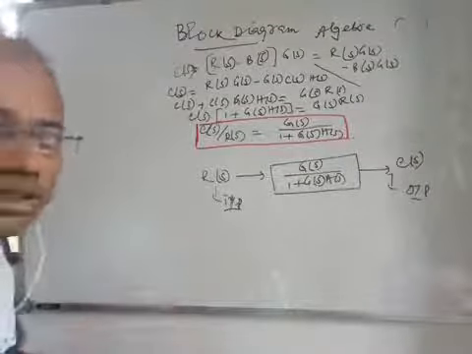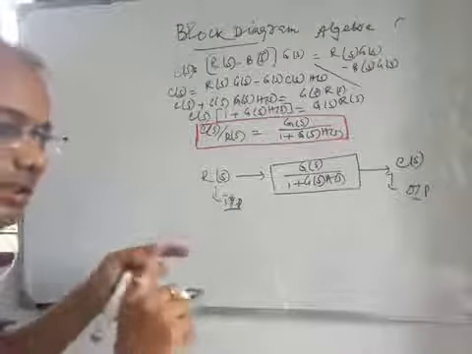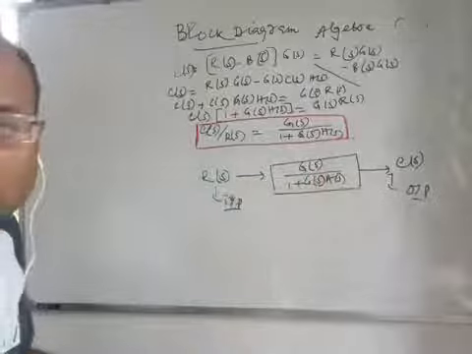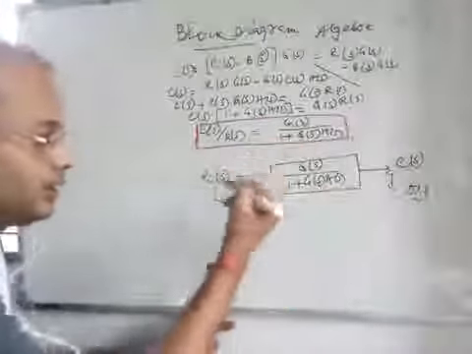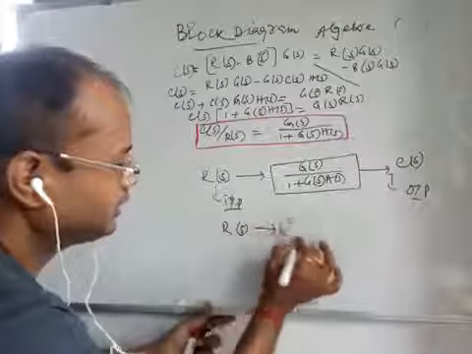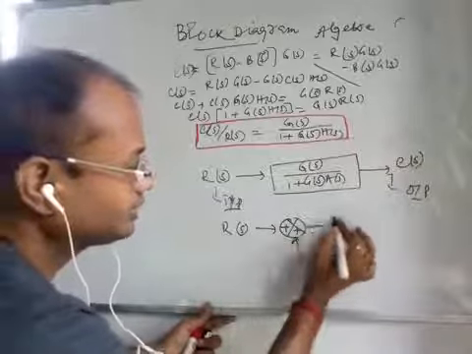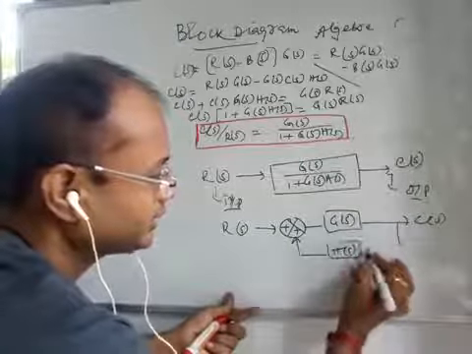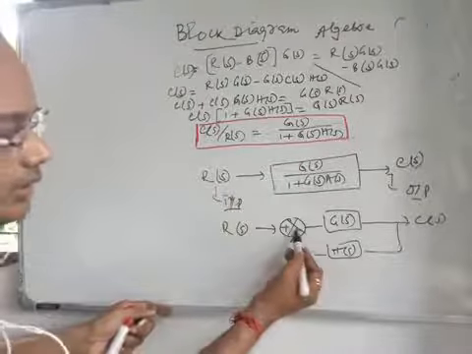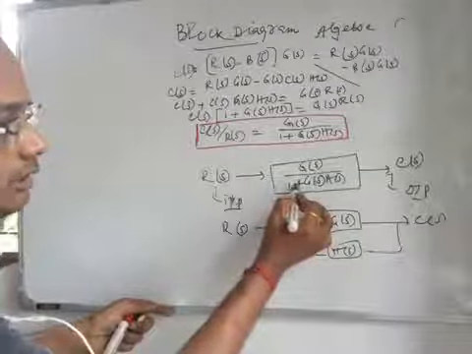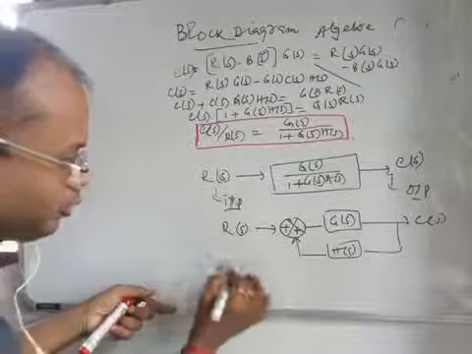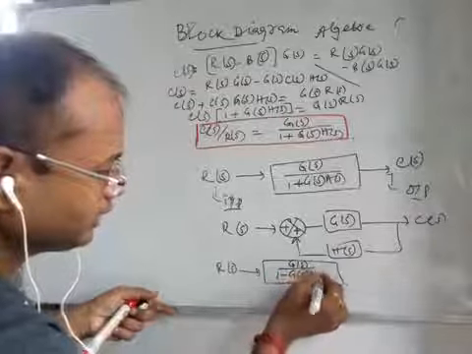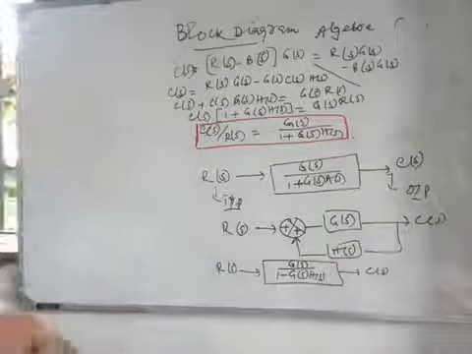Till now what we have learned: if the blocks are in cascade, then they are basically in series. When the closed loop response of the system is to be taken, then you have to know this G(s) by 1 plus G(s) H(s) part and you can get a simplified flow. Another version is there: if there is a positive feedback, this is your H(s). The same block we are having, only there was a negative feedback, that is why that was 1 plus G(s)H(s). If this is a positive feedback, then the block will be G(s) by 1 minus G(s) H(s), and this is your C(s), right?